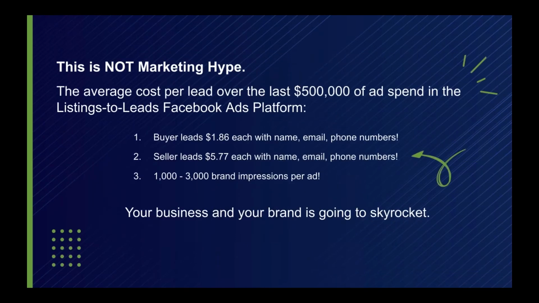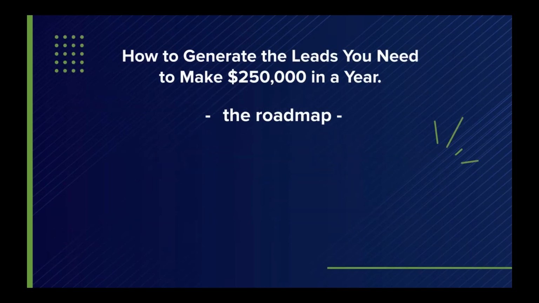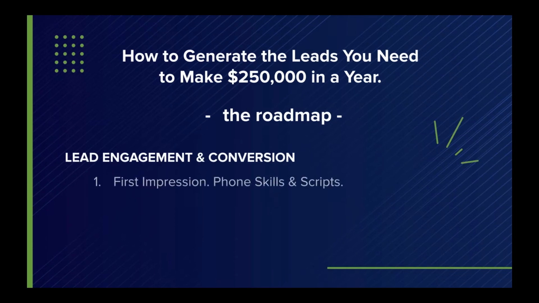Now, check this out. This is something that we're really excited about. The average cost per lead over the last $500,000 run through the Listings to Leads platform: we're generating buyer leads at $1.86, name, email, phone number, and now they come with buying timeframes. Seller leads, $5.77 each with name, email, phone numbers, and now they come with timeframes for selling. And the ads typically get around 1,000 to 3,000 brand impressions per ad. So absolutely crazy on the lead gen and what you're getting from it. Then we're going to talk about lead engagement and conversion.